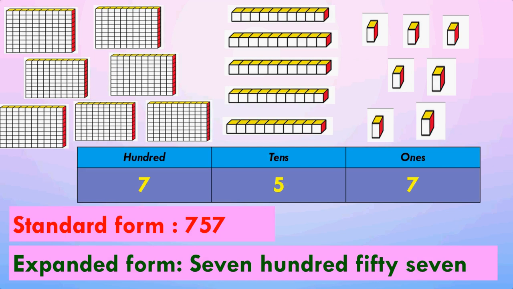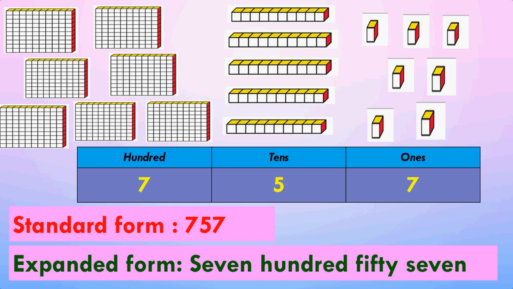And the next question is, in standard form, how are we supposed to write? 757. So in standard form, will you be writing the number names or numbers? Number names, ma'am. In standard form, you will be writing the numbers or number names? Numbers. Yes, very good. Superb.